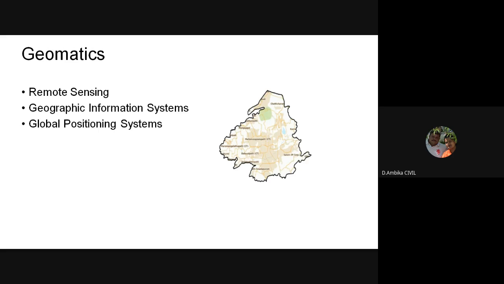Next is the area of geomatics. Very similar to hydraulic engineering, where we used GIS in hydraulic engineering and flood forecasting, we also use it in geomatics. Here we have the Salem District. As I was mentioning in the transportation engineering stream, we have taken Salem District as the study area in order to analyze the traffic flow for a bridge construction.